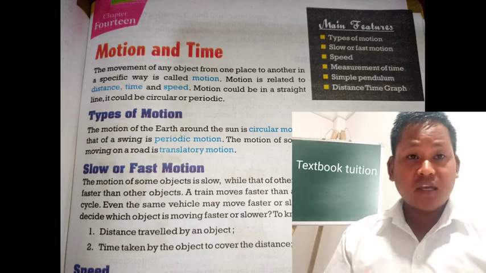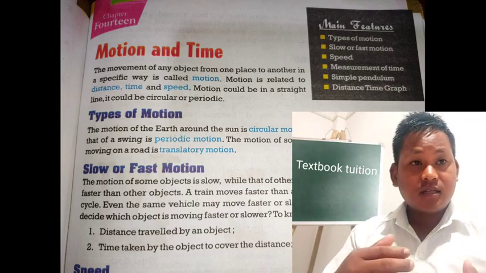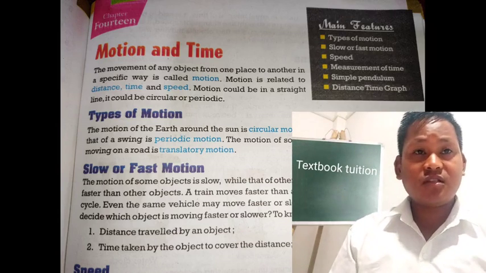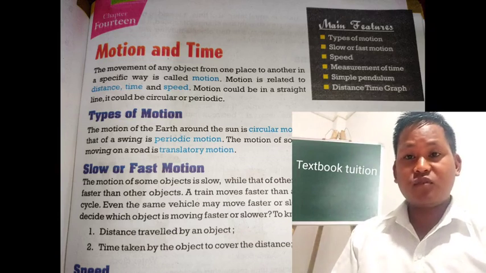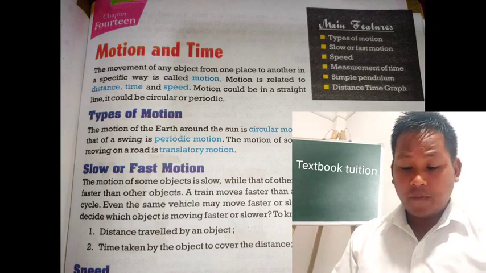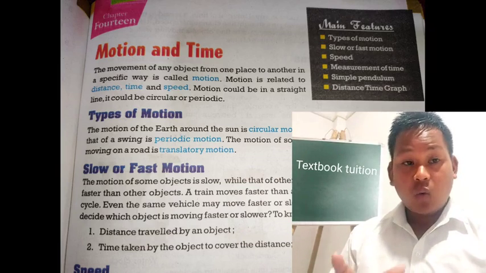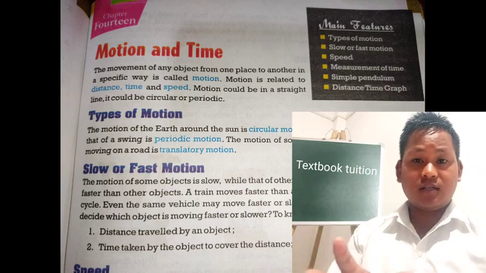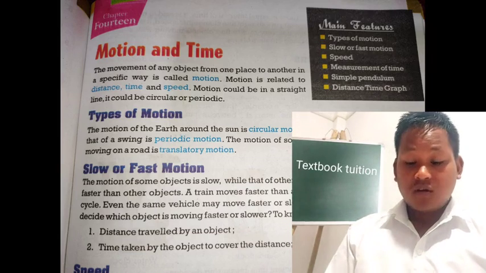Another, the time taken by the object to cover the distance. The object moving to a distant place, what time does it actually require? So these things we have to know. What is your distance? How fast is the object moving? And what is the time required to cover the distance? So these are slow or fast motion.